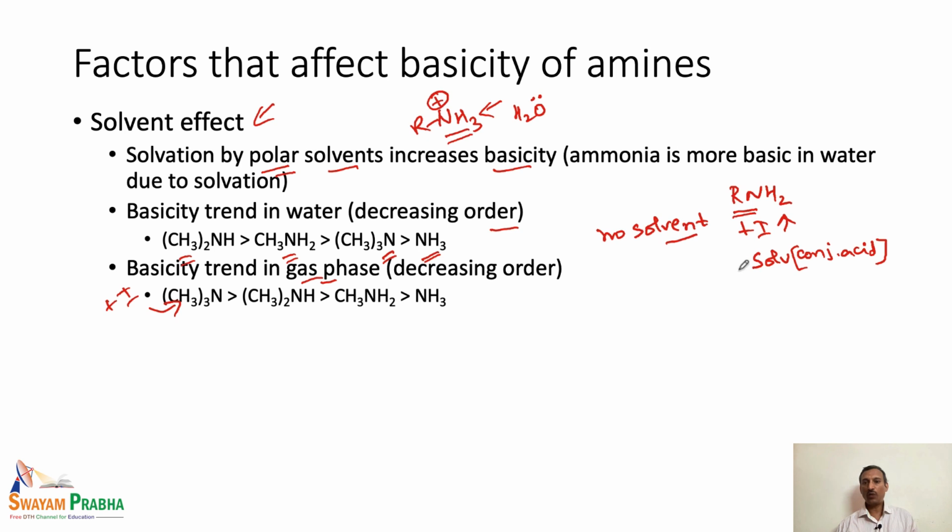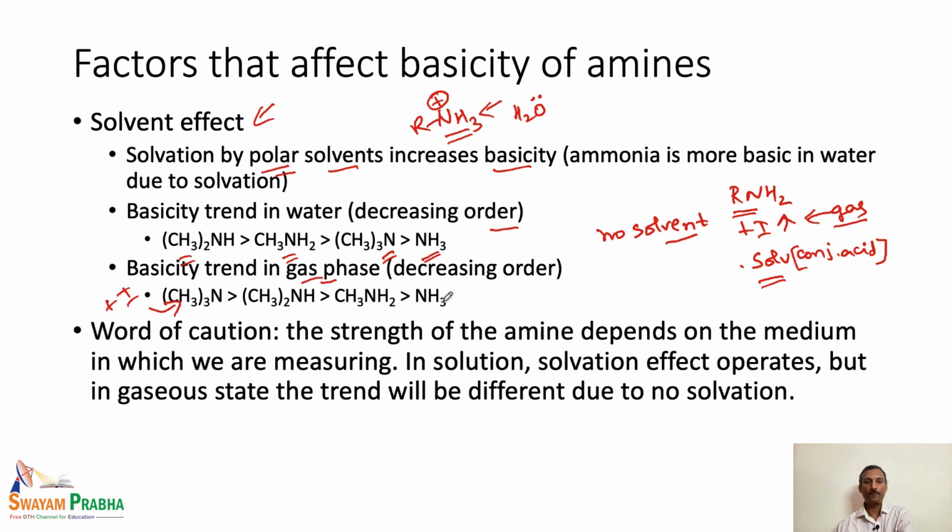In the solution phase, both of these operate, but in the case of the gaseous phase, only the plus I effect operates. There is no solvation effect which stabilizes the amines in the gaseous phase. That is the reason that in the gaseous phase the trialkyl amine is the most basic one, followed by the secondary, followed by the primary, followed by ammonia.